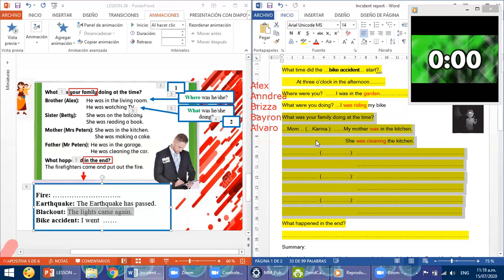Sister, she was on the balcony. She was reading a book. Father, he was in the garage. He was cleaning the car. The brother Christopher, he was in the living room. He was watching TV. What happened in the end? The firefighters came and put out the fire.